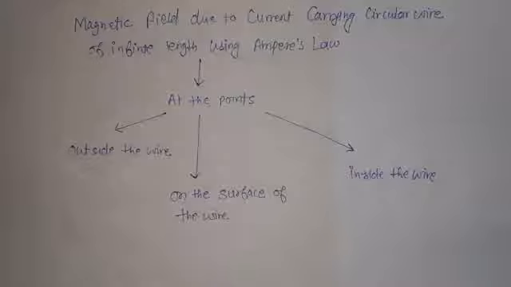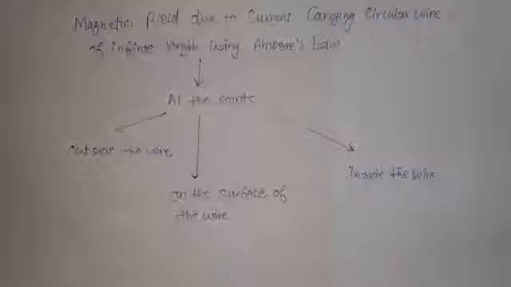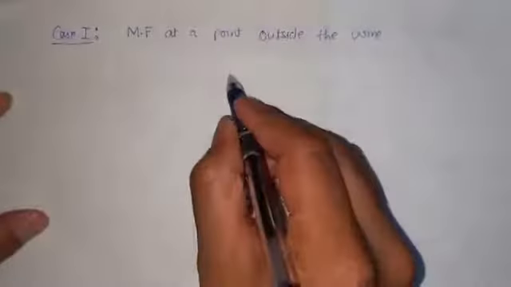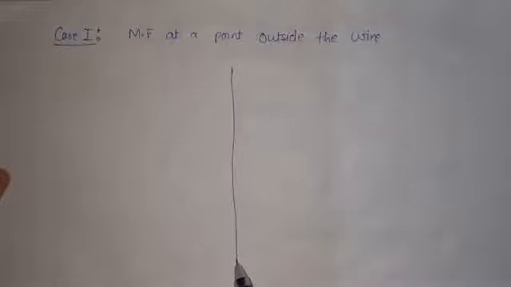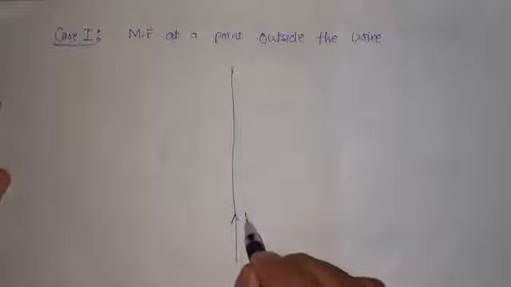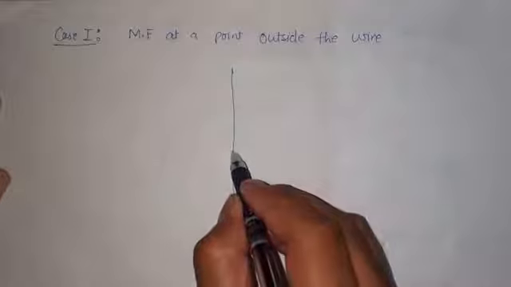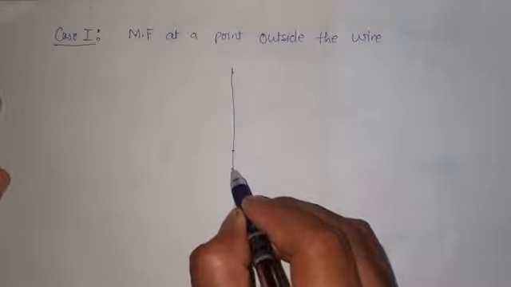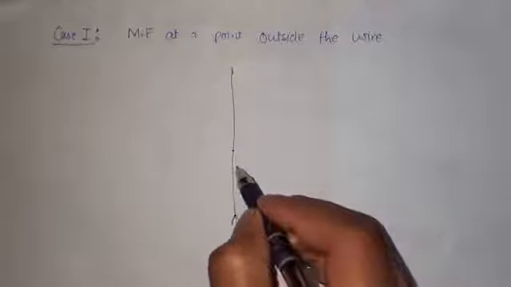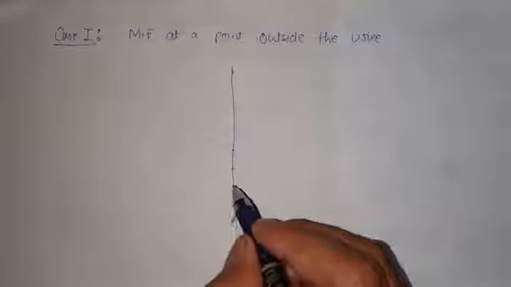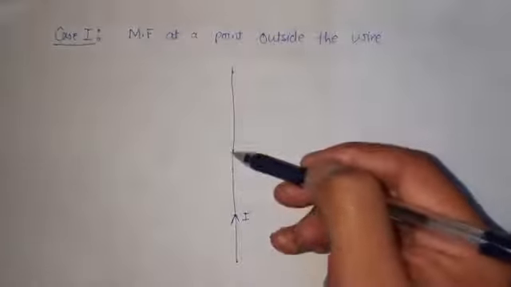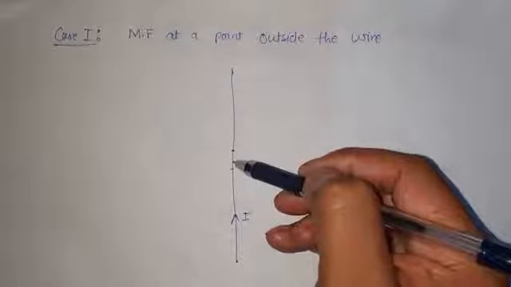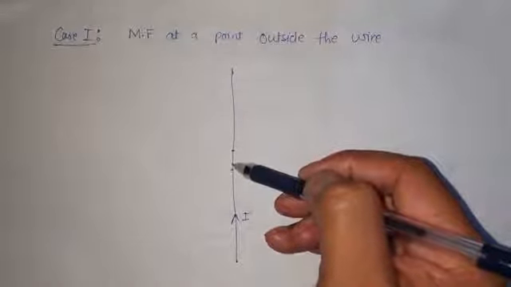So let us first find it at the point which is outside the wire. Let us consider that this is the infinite circular wire which is carrying the current I, and let this be a small finite length of the wire. This is the infinite length of the wire through which the current is passing, and here this is the finite length of the wire.